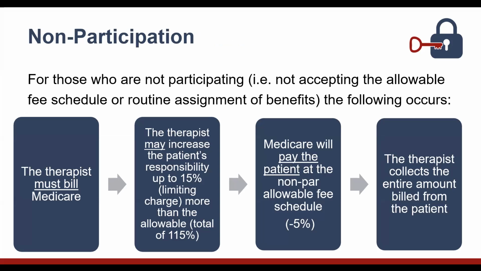For those who are not participating, so not accepting the allowable fee schedule or routine assignment of benefits, these are the things that happen. You still have to bill Medicare. You can increase the patient's responsibility by 15%. That's called the limiting charge, which we refer to in our acronyms and terms, for a total of 115%. This is the clincher. Medicare will pay the patient. They pay them at the non-par allowable fee schedule. So again, it's 5% less than Medicare pays your participating provider.